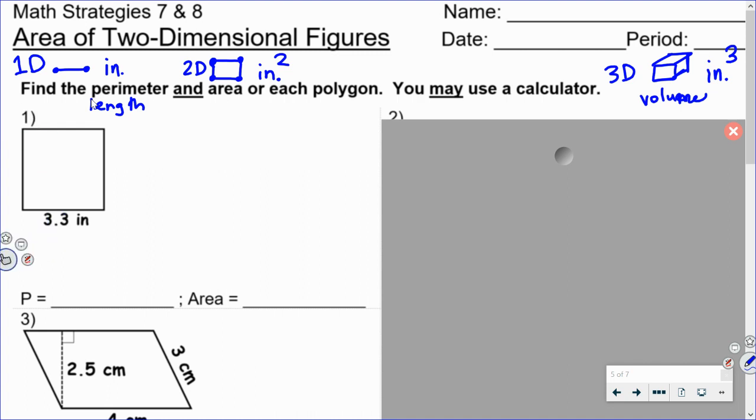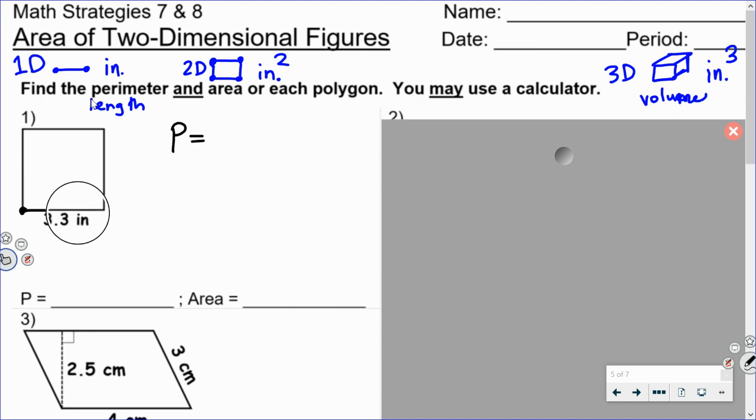Now, if you've already understood and have gone through numbers 1 and 3, feel free to fast forward through the video. I'm going to talk about number 1 first, where we have a perimeter. Perimeter means the distance all the way around it. So 1 and 2 and 3 and 4 and so on.